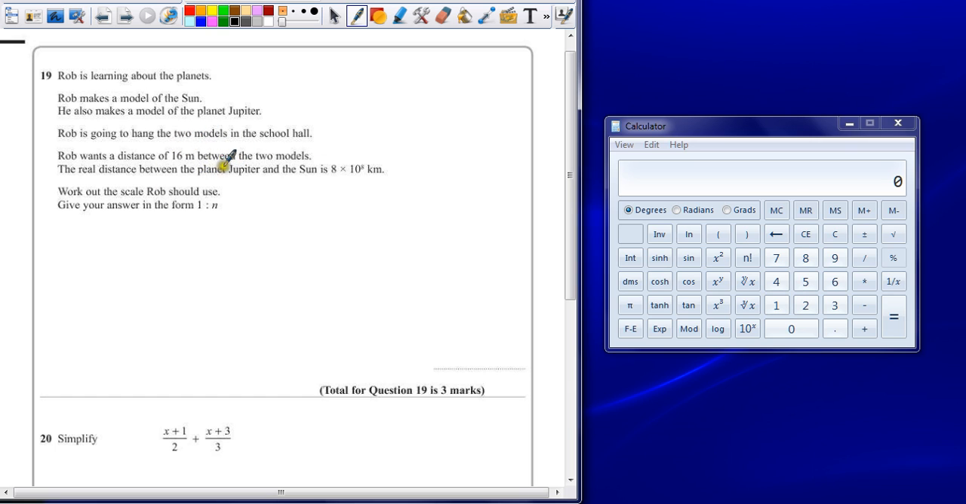The real distance between the planet Jupiter and the sun is 8 times 10 to the power of 8 kilometers. Work out the scale Rob should use. Give the answer in the form of 1 to n. Okay, so we're trying to say basically that 16 meters is the equivalent of the real value.